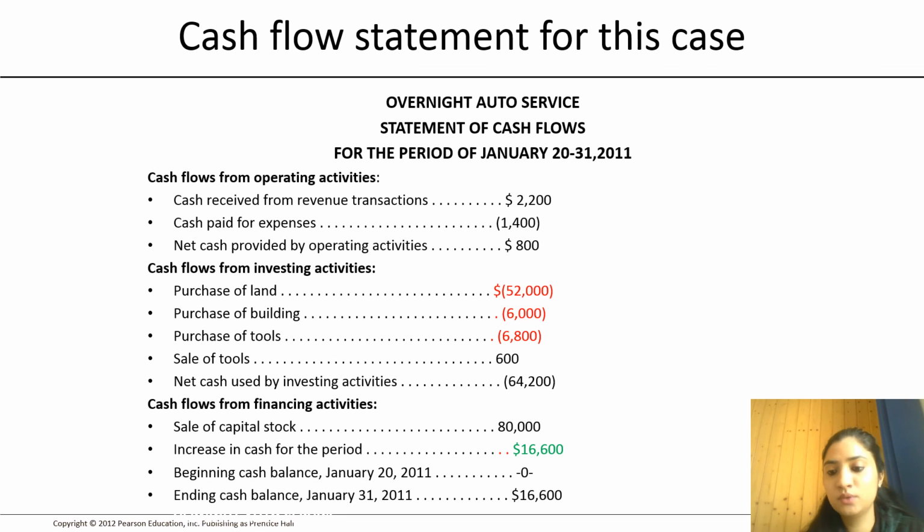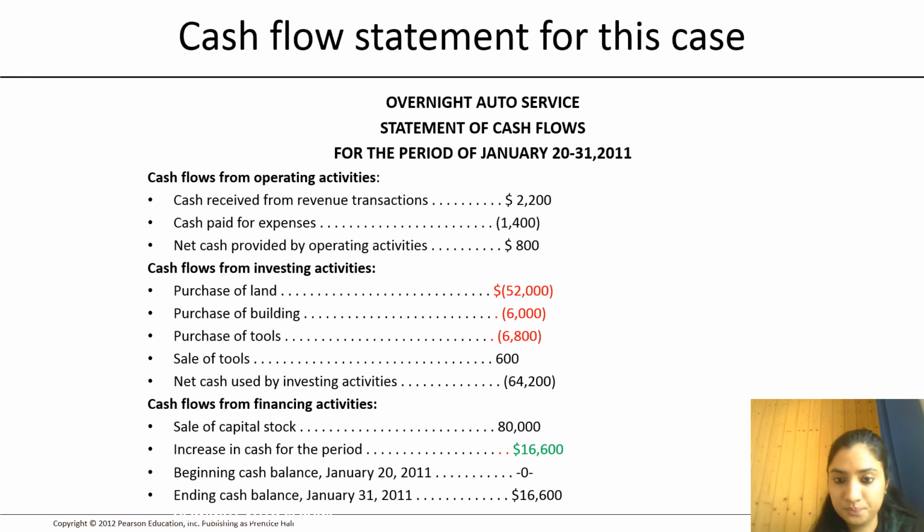However, what are the operating activities? Operating activities are the ones that are done in day-to-day business. For example, cash received from sales was 2,200. Cash paid for expenses was $1,400. So the cash obtained from operating activities is $800. What would the financing activities look like? $80,000 was obtained from the sale of capital stock. The increase in cash for the period is 1,600. So how do we get that?